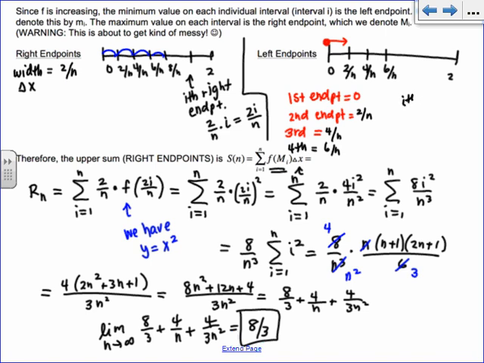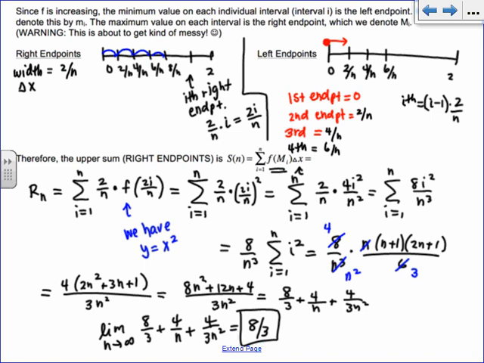So if you talk about the ith endpoint, it's actually one less than what you would think it would be. Okay, because the fourth involved 3 of those 2 over n's. The third involved 2 of the 2 over n's. So the ith is going to involve i minus 1 of the 2 over n's. See how it gets kind of messy?